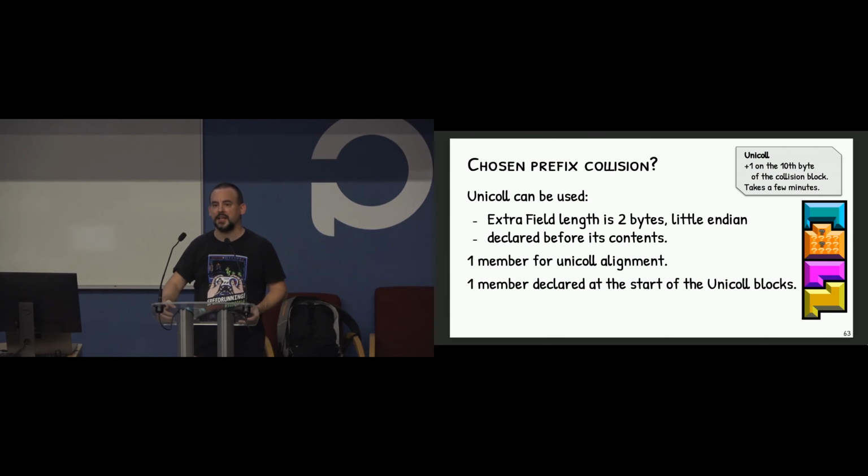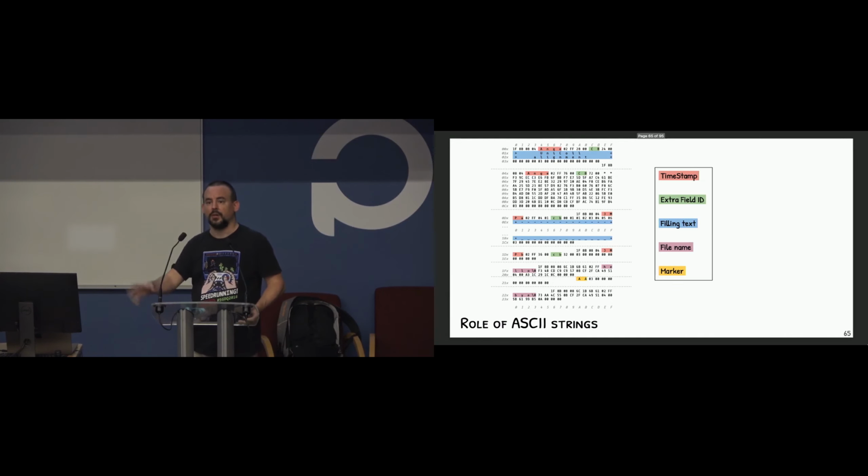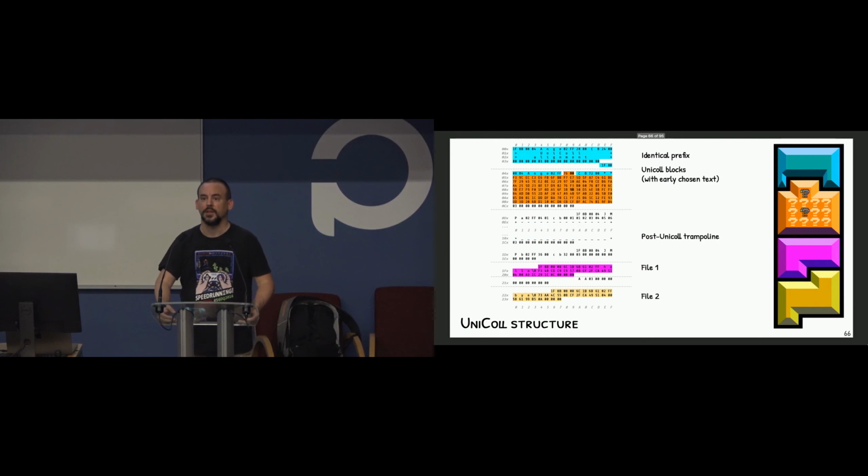And now the best thing is that we don't even need to use the hours-taking chosen prefix collision. We can use unicoll if we align exactly the length to be abused on the 10th byte of the current 64-byte collision block. So here is an example of a unicoll-based gzip collision. I put some ASCII strings, and these are alignments. Remember, you don't have a lot of control on a unicoll, but it still gives you predictable values in 2 files, which is very unusual. Now, we have a proper unicoll structure, and we have 2 kinds of suffix linked together.